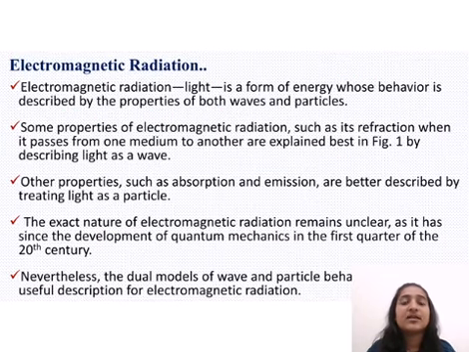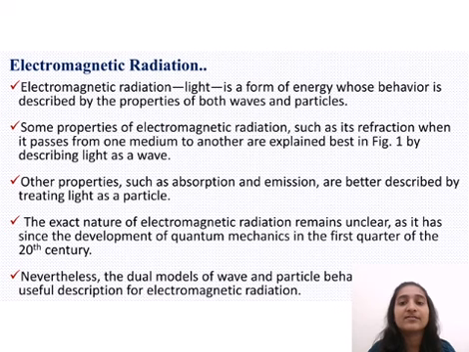Electromagnetic radiation. Light is a form of energy whose behavior is described by the properties of both waves and particles. Some properties of electromagnetic radiation, such as its frequency and refraction as it passes from one medium to another, are explained best, as in figure 1, by describing light as a wave. Other properties such as absorption and emission are better described by treating light as a particle. The exact nature of electromagnetic radiation has remained unclear since the development of quantum mechanics in the first quarter of the 20th century.